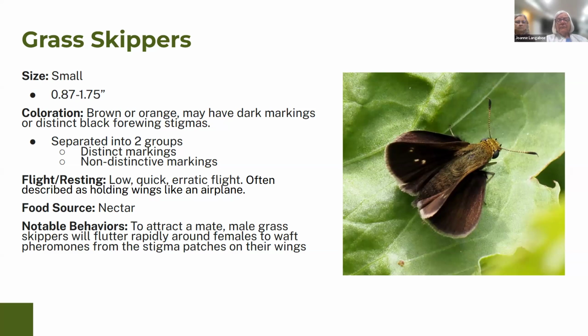To attract a mate, a male grass skipper will flutter rapidly around a female and give some of its pheromones out from the stigmas, and it'll chase the female from behind. I was watching two of them one time as the male just kept getting closer and closer to the female. It was kind of fun watching them.